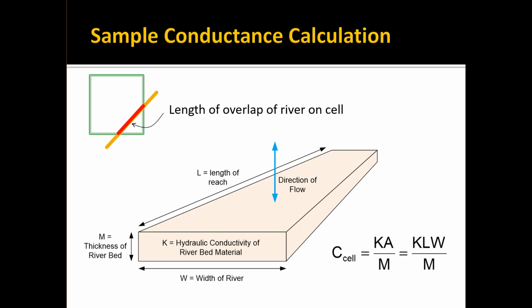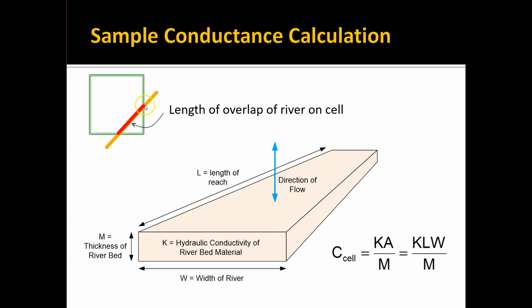So, for example, suppose that we have a river that crosses a cell. And by the way, in our next lecture, we're going to talk about the river package. The river package also uses conductance. So this is why this example has been built this way.